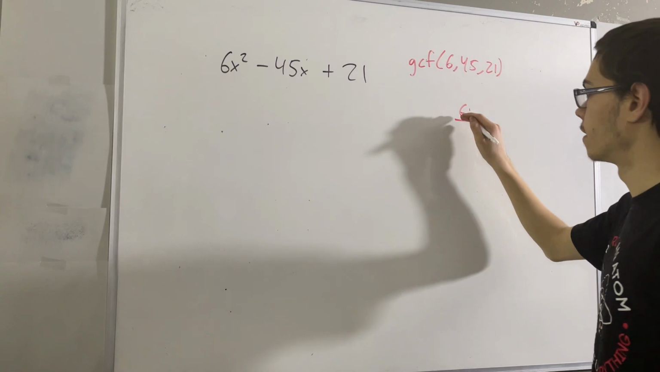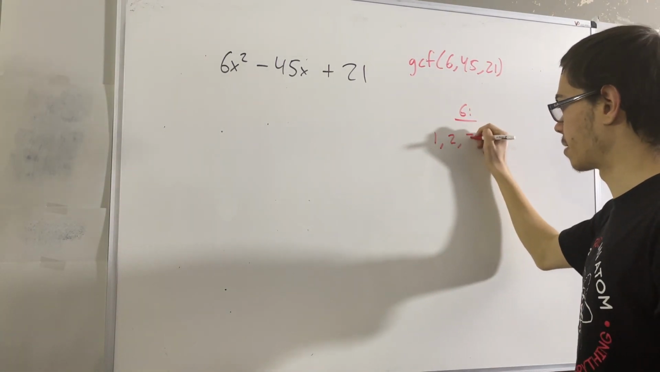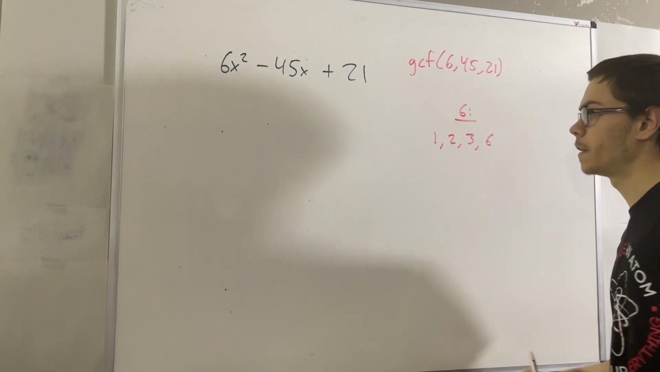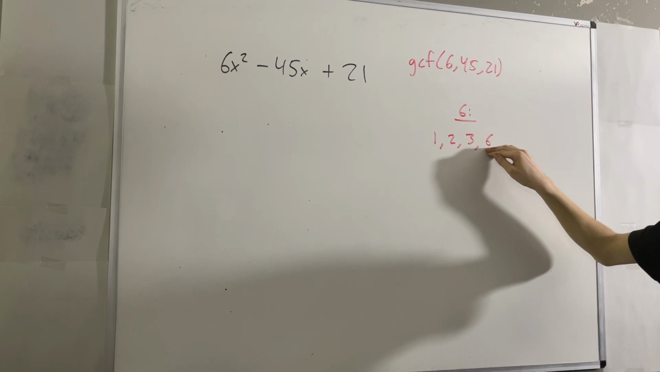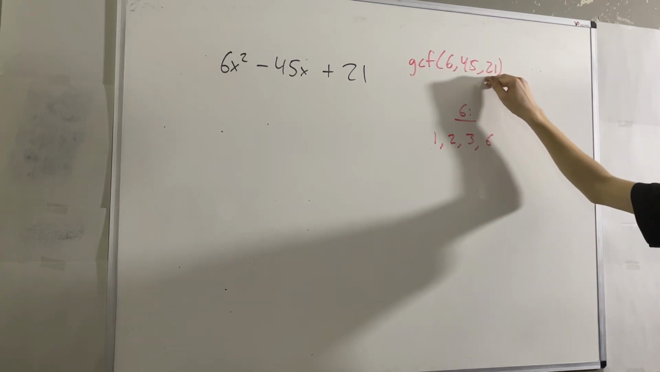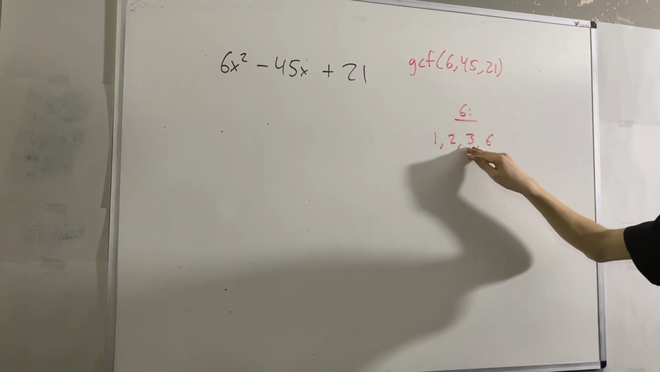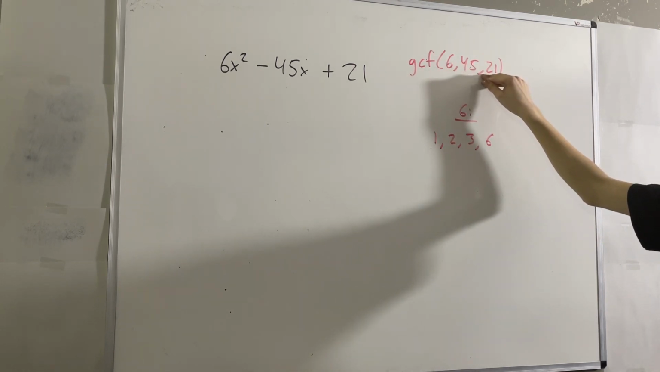In this case, if you think of all the factors of 6, I'm going to express it in a different way than we've been expressing it. These are all of the factors of 6 in order: 1, 2, 3, and 6. If 6 is not the greatest common factor of these three numbers, then check to see if the number before it is. In this case, 3. Is 3 the greatest common factor of these three numbers?